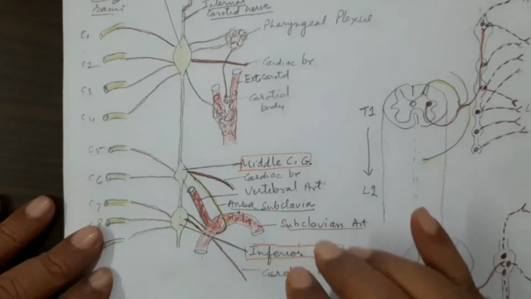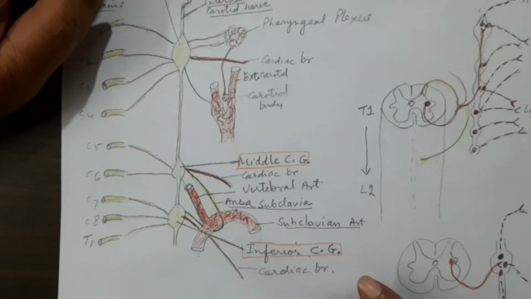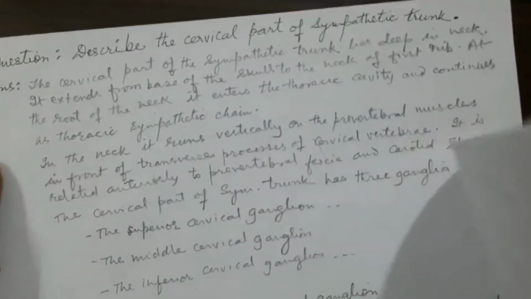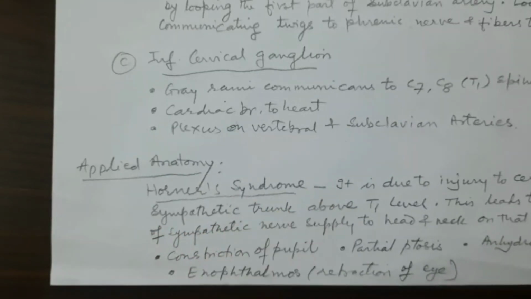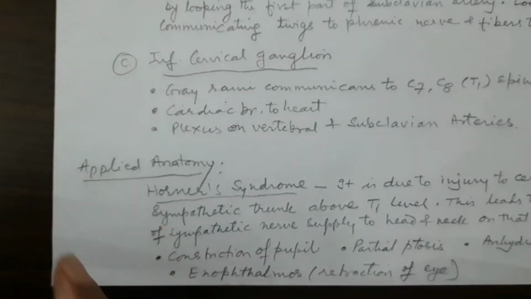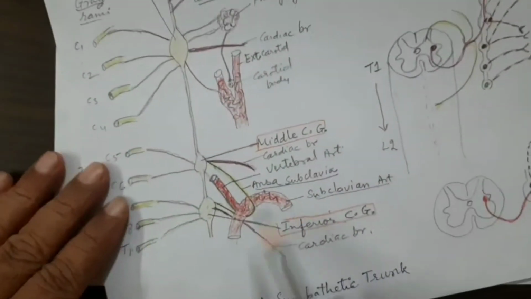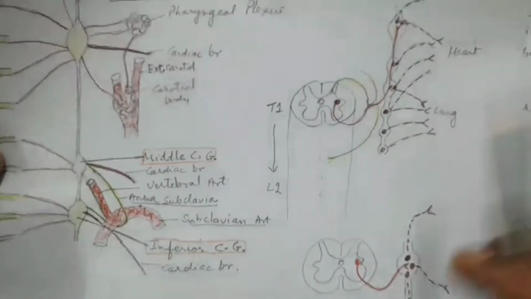Let us come to the applied importance of this. In applied importance, there is one important topic called Horner syndrome. I must have written here, yes, this is the applied anatomy of Horner syndrome. And why is there Horner syndrome? Horner syndrome is due to injury to the cervical sympathetic trunk above the level of T1. So all the fibers in the sympathetic chain were going from the level of T1.